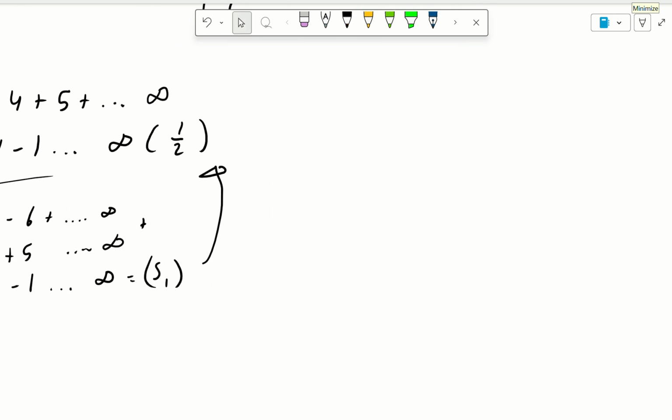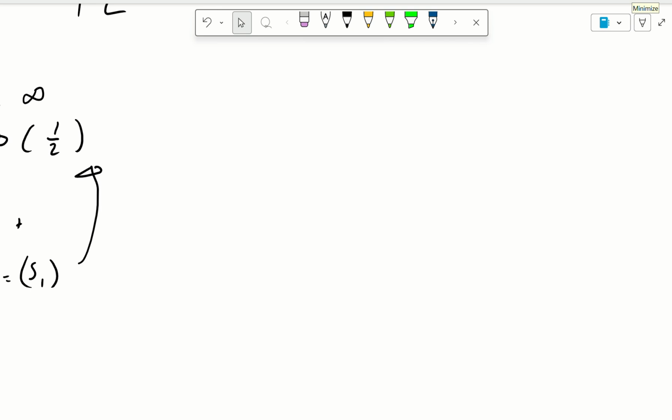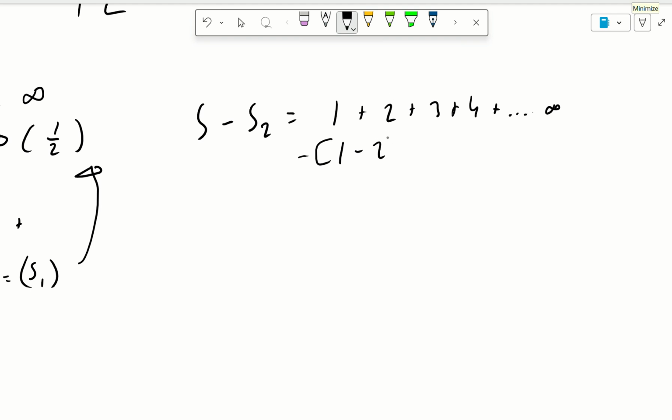If we go back to the equation S, we want to do something to simplify it a little bit. So let's subtract the second equation, S2. If we write that down, 1 plus 2 plus 3 plus 4, and so on until infinity. And then you subtract 1 minus 2 plus 3 minus 4 plus 5, and then until infinity. So 1 minus 1 is just 0, it just disappears.